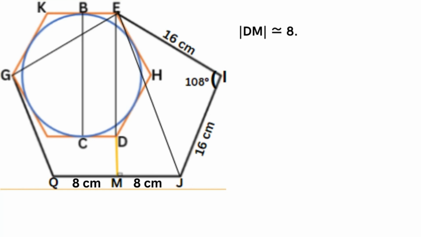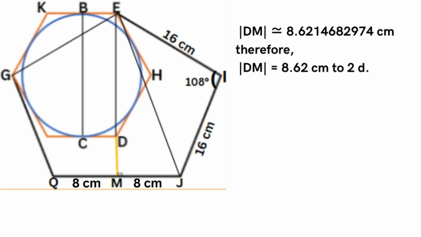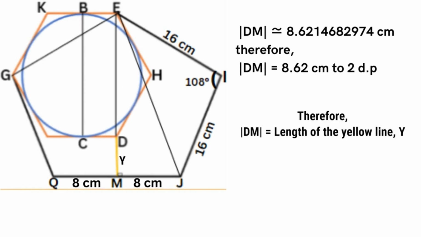line DM is approximately equal to 8.6214682974 centimeters using a calculator. Therefore, line DM equals 8.62 centimeters to 2 decimal places, which is equal to the required length of the yellow line.